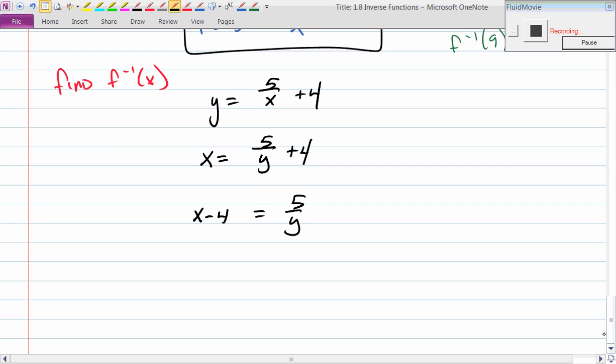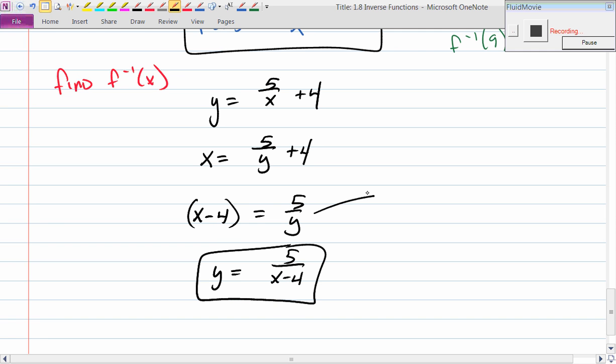Now from here, people do all kinds of funky things, but they don't realize that if x minus 4 is an entire number that equals 5 over y, then y is just equal to 5 divided by x minus 4, and you have solved for it.